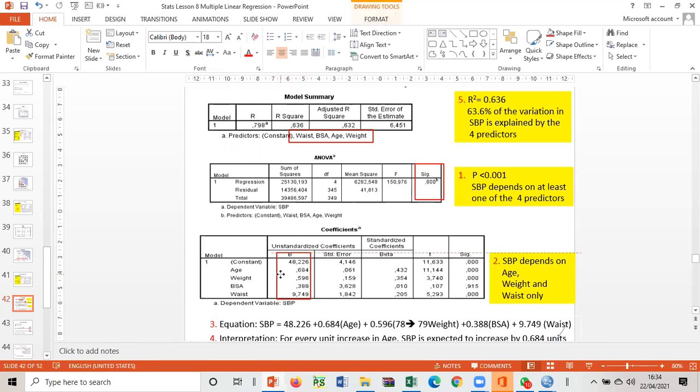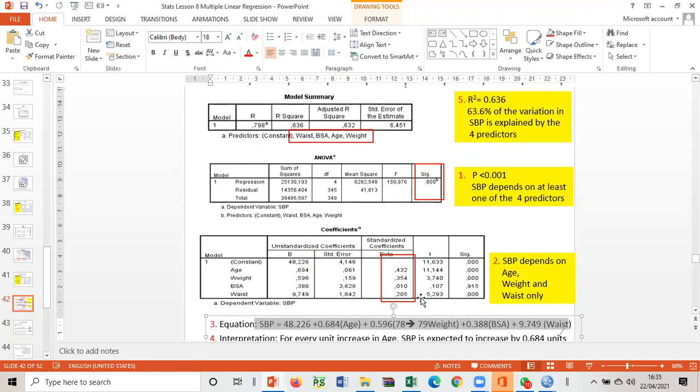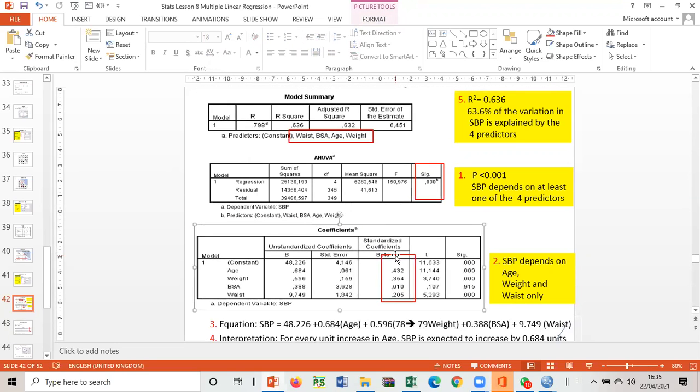We don't make conclusions based on this. That's why age is measured in years, weight is measured in kg, BSA is measured in meter square, waist is measured in centimeters. Don't say so. For relative importance, we go to beta, standardized. This is only for writing the equation for prediction purposes. For testing relative importance, look at the beta. This is the highest value here.